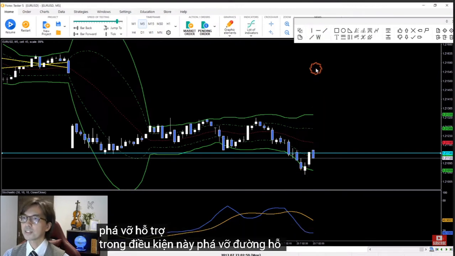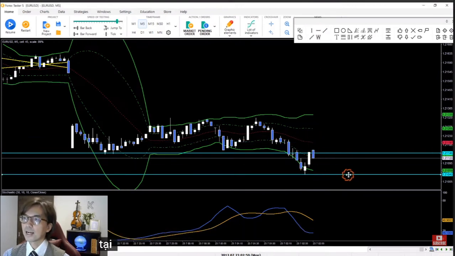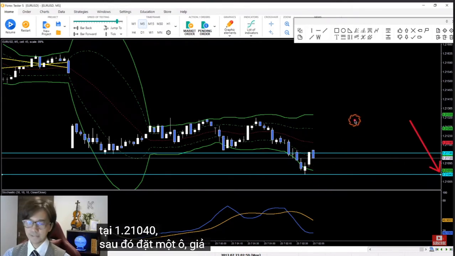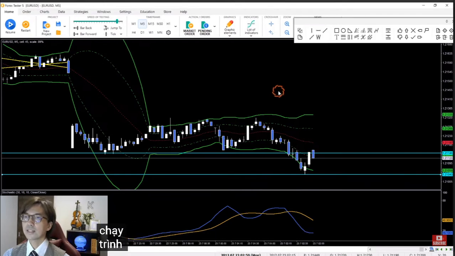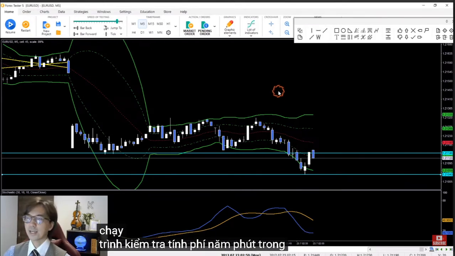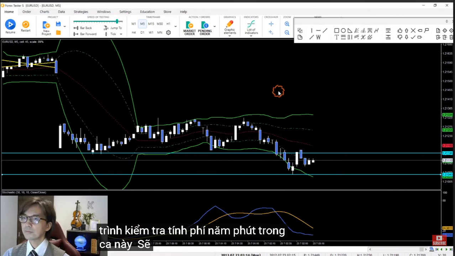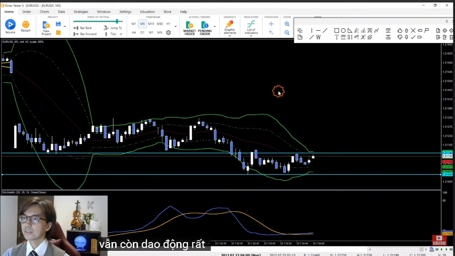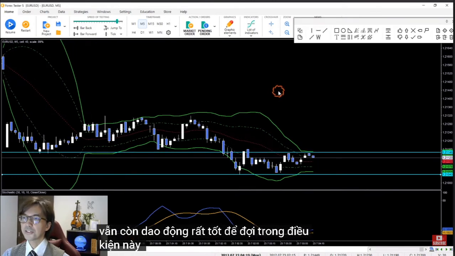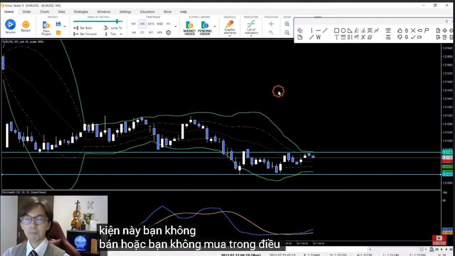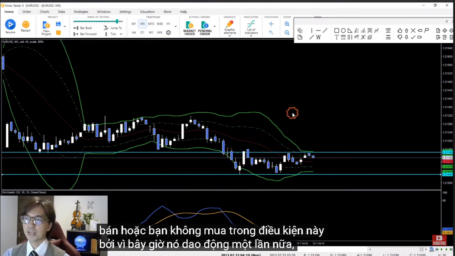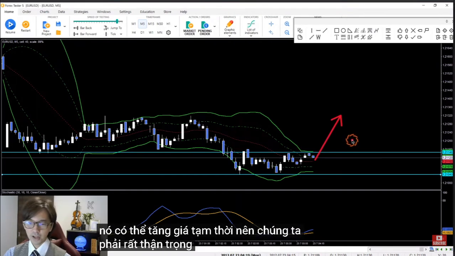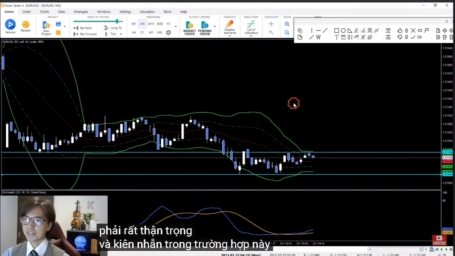In this condition, if it breaks the support line at 1.21040, then place a sell, let's say. So let me run the tester on the 5-minute chart in this case. Still ranging. So it's good to wait in this condition. You don't sell or buy in this condition, because now it's ranging again. It might go up temporarily, so we have to be very cautious and patient in this case.